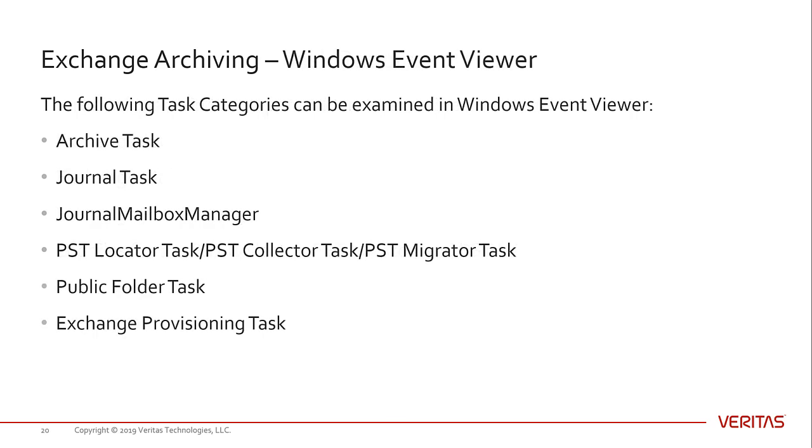Windows Event Viewer. The following task categories can be examined in Windows Event Viewer: Archive Task, Journal Task, Journal Mailbox Manager, PST Locator, PST Collector, and PST Migrator tasks, Public Folder Task, and Exchange Provisioning Task.